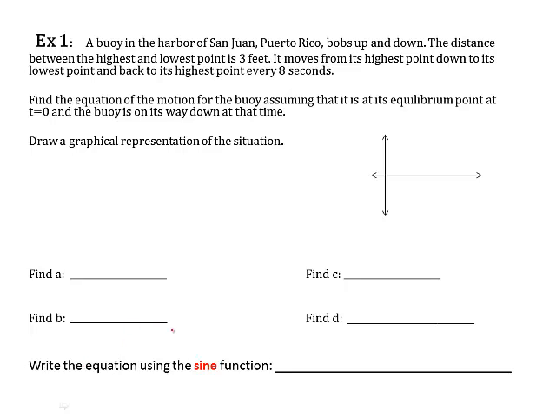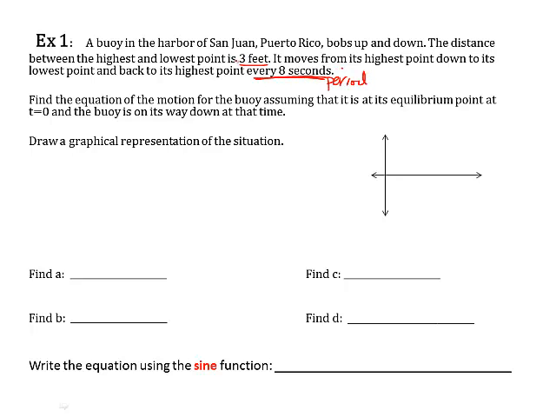It says, a buoy in the harbor of San Juan, Puerto Rico bobs up and down. The distance between the highest and lowest point is 3 feet. It moves from its highest point down to its lowest point and back every 8 seconds. So this every 8 seconds is our period of the graph.